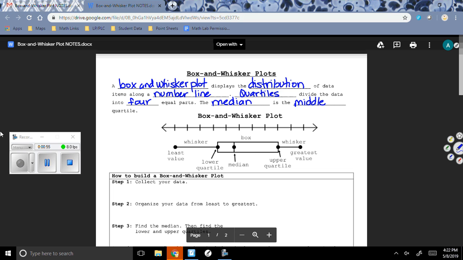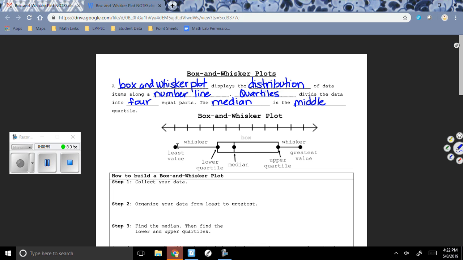Okay, so looking at this example of a box and whisker plot here, the lowest dot is for our least value, and then we have a whisker, so this long line here is called the whisker. Then the beginning of the box is where our lower quartile is, and sometimes we call that quartile 1 or Q1, so we're going to label that.